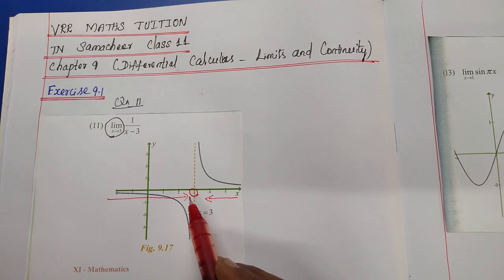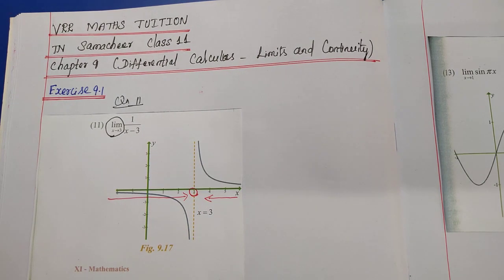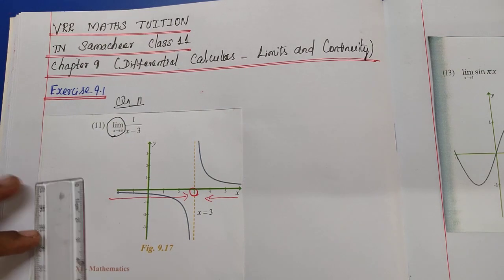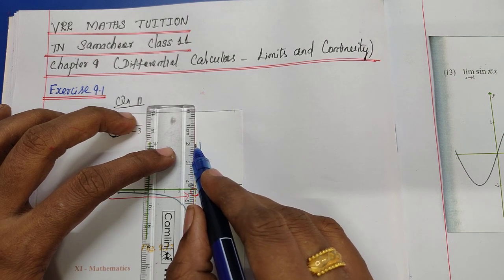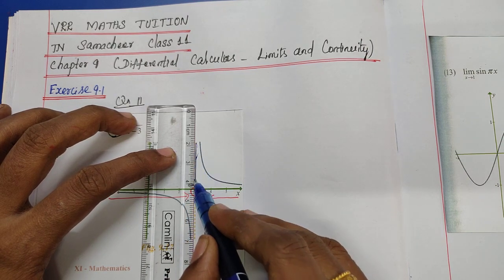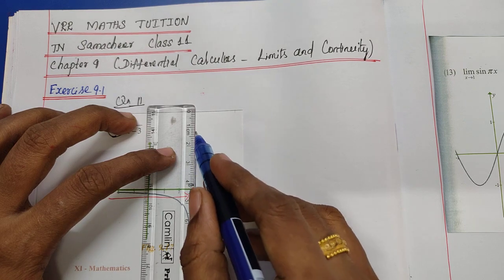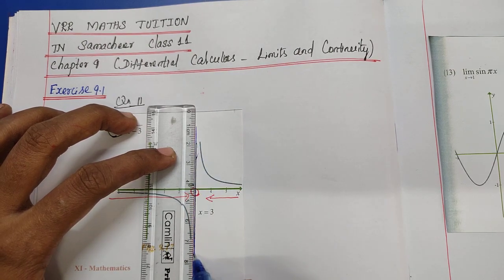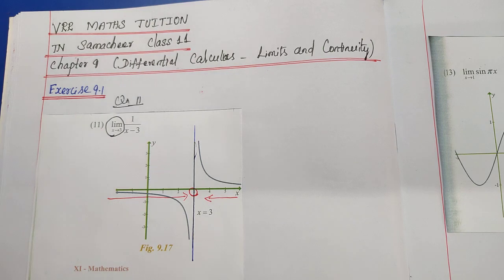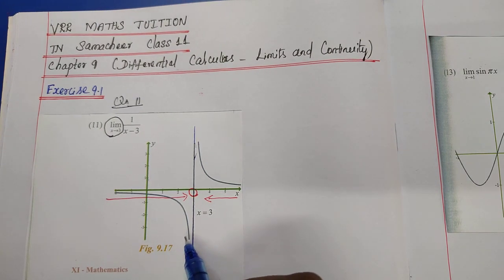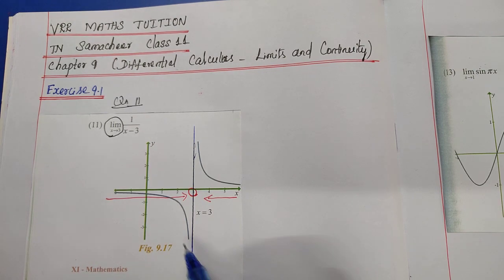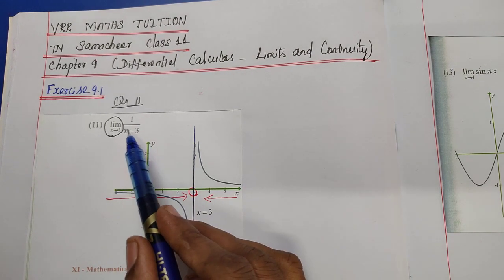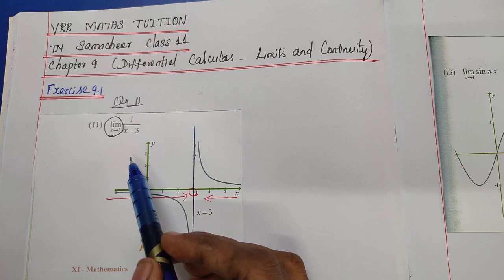So through 3, we can draw a vertical line. The vertical line never meets a curve anywhere. Therefore, the limit of the given question doesn't exist.